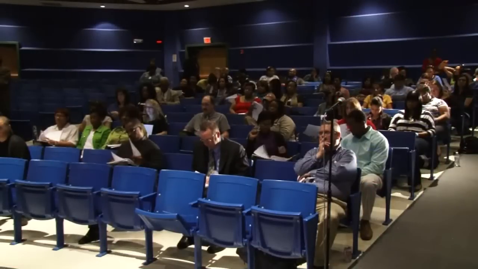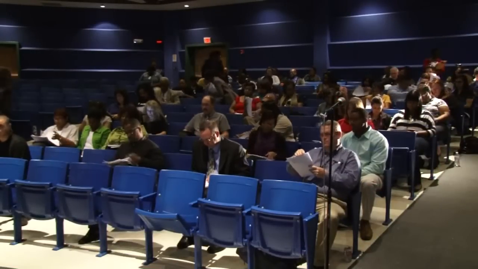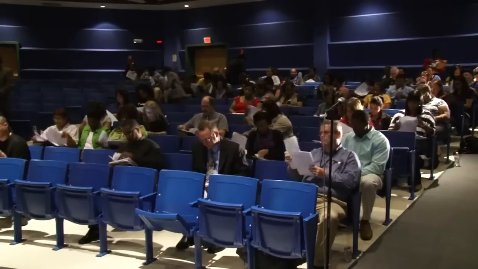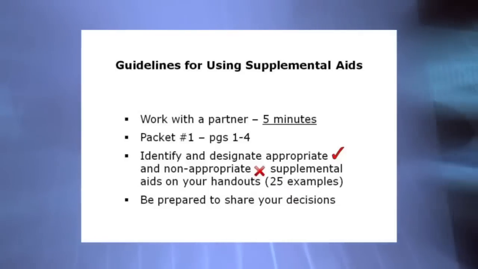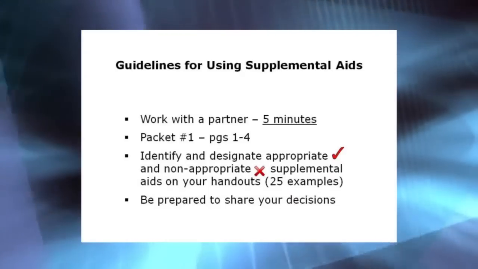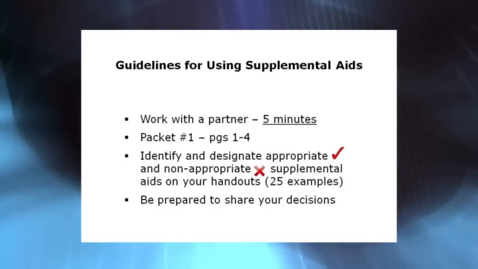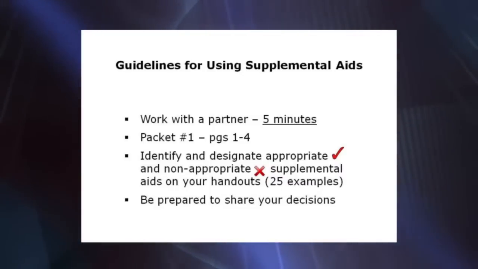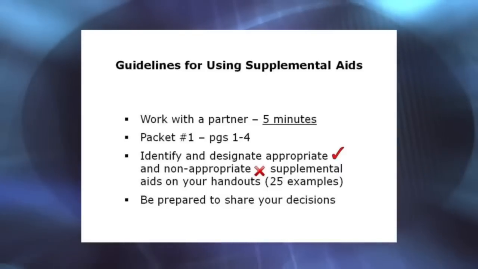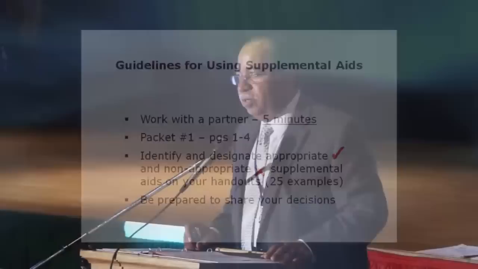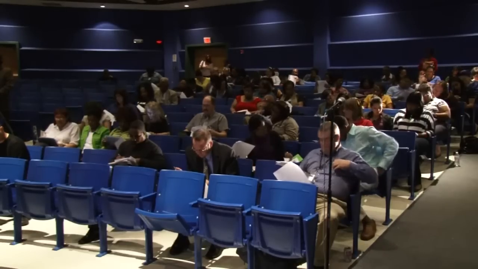Now, turn to your packet number 1, pages 1, 2, 3, and 4. And we want you to do this little pre-assessment activity. Basically, you have examples on those 4 pages of 25 supplemental aids. Notice that there's no check and there's no X on there. So I'm asking you to identify each one with a check if it's allowable to use on the assessment, or an X if it's not allowable. You can work with your partner next to you, but take a couple of minutes and go through that. Any questions?